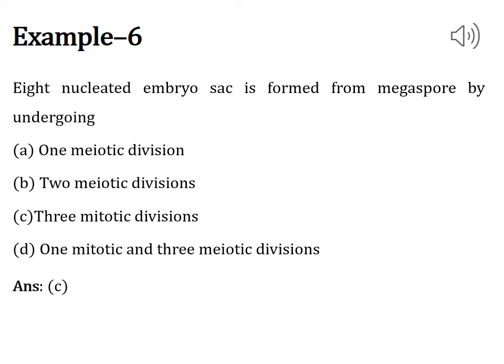Sixth example, the 8-nucleate embryo sac is formed from the megaspore by undergoing. The options are like this: A, 1 meiotic division; B, 2 meiotic divisions; C, 3 mitotic divisions; D, 1 mitotic and 3 meiotic divisions. So the answer is 3 mitotic divisions.